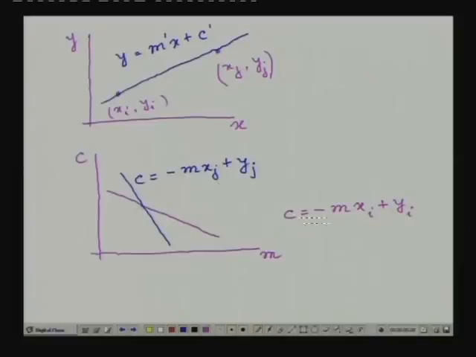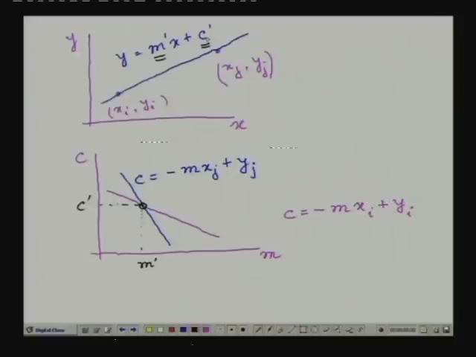And you find that the point at which these 2 straight lines meet, that is this particular point, this is the one which gives me the values of m and c. So, this will give me the value of m dash and c dash, and this m dash and c dash are nothing but the parameters of the straight line in the x y plane, which passes through these 2 given points x i y i and x j y j.